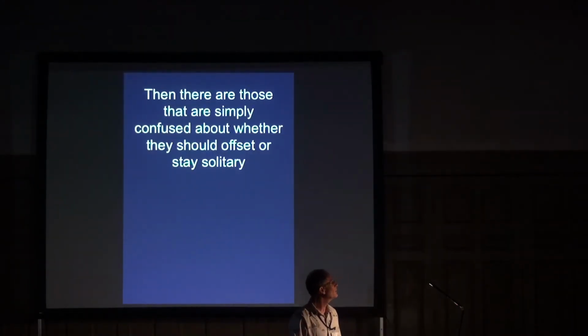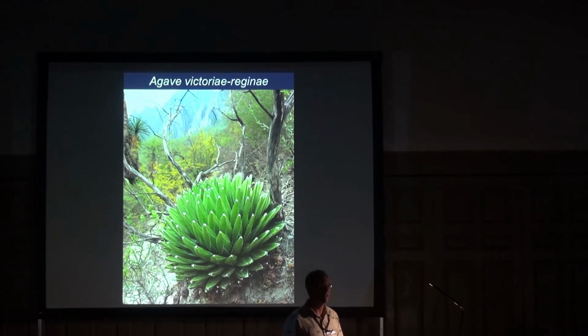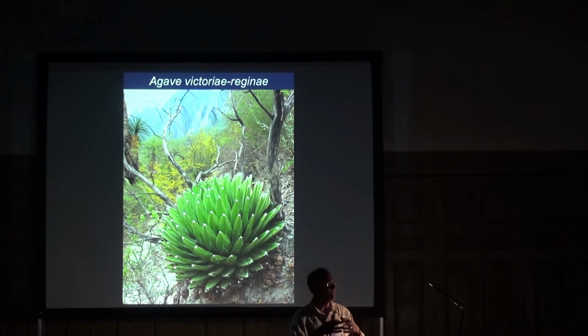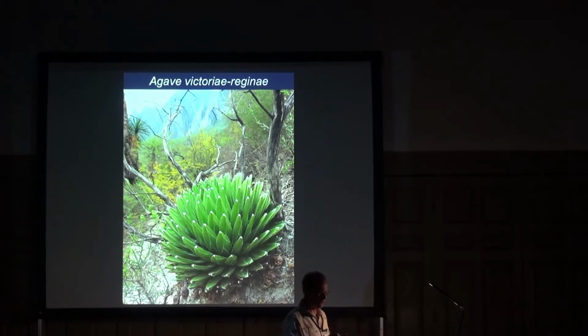Okay, so then there are those types that are simply confused about whether they want to offset or remain solitary. Agave victoriae-reginae. Growing them in pots, there are some forms that will be solitary, and there are some forms that will produce a lot of offsets when they're little plants. And then as they reach their teenage years, they'll say, you know, I'm not going to produce offsets. But then just before they flower, they'll start to produce a ton of offsets again. So she's not quite sure what she wants to do. Typically in habitat, you don't see so many offsets, but in cultivation, they can produce tons of them.